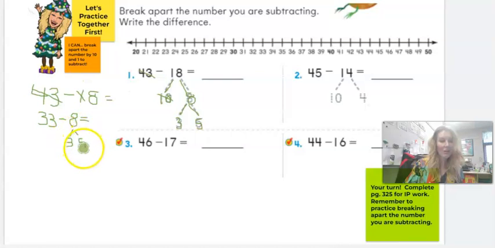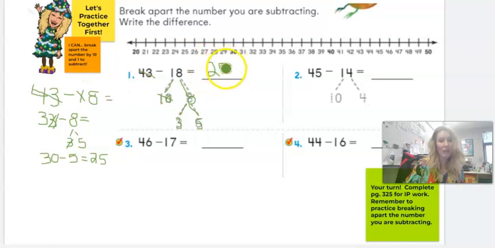So now instead of 33, I am taking away that 3, right? And I have what? Very good. 30 minus 5 is? You got that right. Super easy. Right? So what you just did so fast, so super duper fast, was 43 minus 18. You really did do that fast.